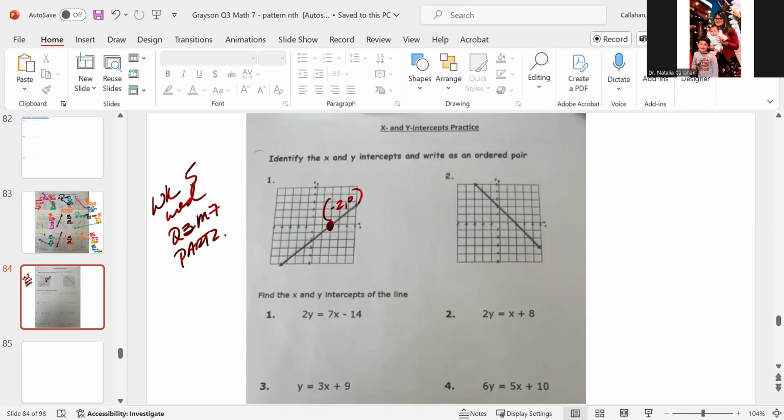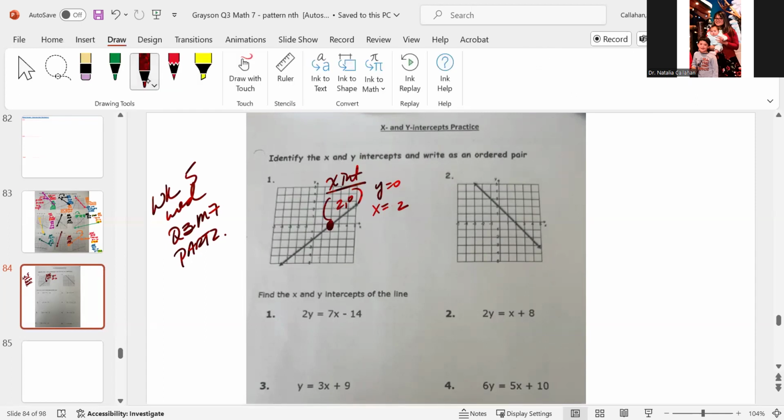Is that the x-intercept or y-intercept? X-intercept, because that's where it's hitting the x-axis, right? And the y is 0 when x is 2, right? That's how we set it up before. When we find the x-intercept, you always cover the y and you make it 0, right? Oh, it's a positive 2. No, that's good. I'm glad you got it.